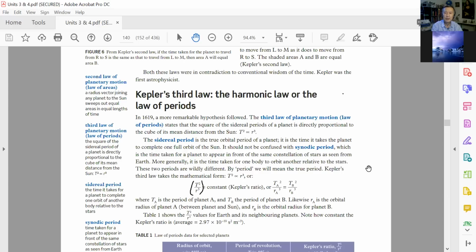Of course, without a theory, this is very abstract for people who haven't studied Newton's second law or Newton's gravitational law. Basically, it says if the orbit radius increases, the period gets longer. But it's not proportional. You see, it's not proportional. Basically, the period increases slower. So basically, what it says is T squared over R cubed equals a constant.